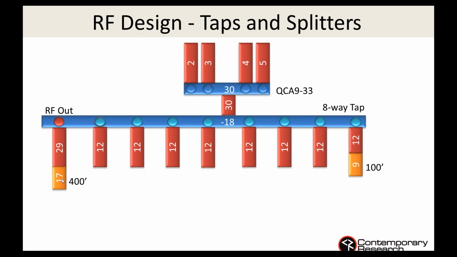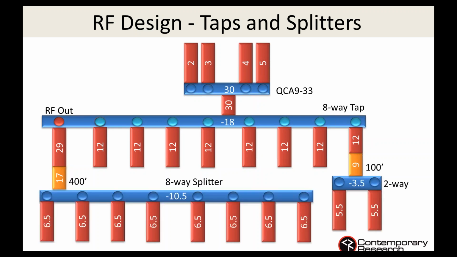So I could feed that, say, to another group of TVs 400 feet away and continue the design going. Here I have this other splitter, so I've gone 400 feet to this splitter. Now I get one that is subtracting just about 10.5. So now on those 8 TVs, and this is just a splitter, okay, so I'm not doing a tap, I'm feeding those 8 TVs, and they're getting about 6.5 dB at every TV.